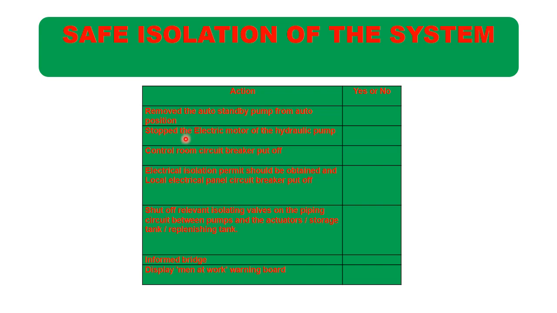Stop the electric motor of the hydraulic pump. Second, the control room circuit breaker must be put off. Third, the electric isolation permit must be obtained and the local electrical panel circuit breaker must be put off. Fourth, shut off the relevant isolating valves on the piping circuits between the pumps and the actuators, the storage tank and the replenishing tank. Inform the bridge and display the men at work warning board so that no one starts the system again, and it is perfectly isolated so you can carry out the maintenance schedules.